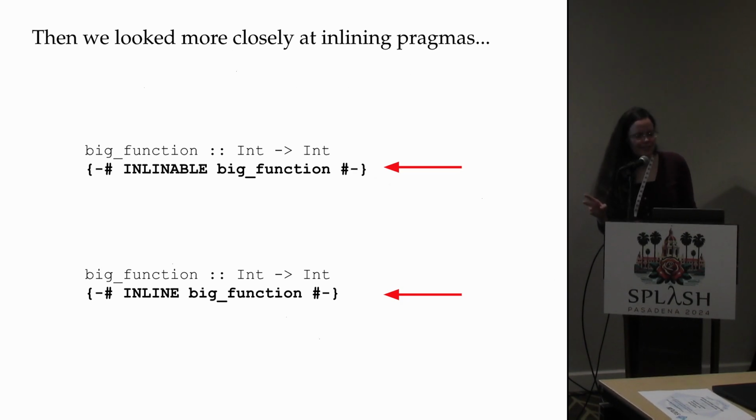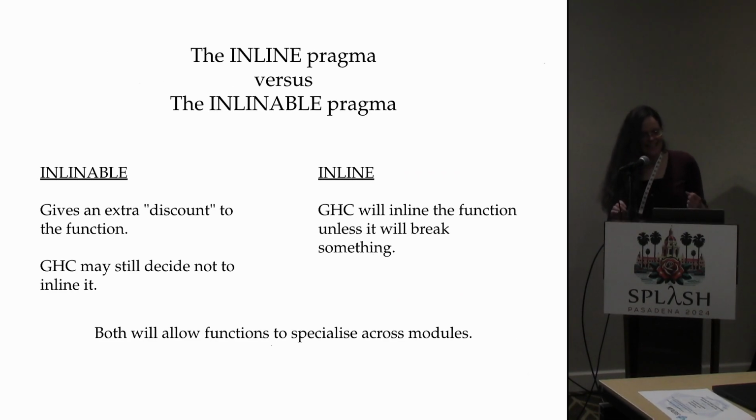And so to go further, I need to explain to you the difference between the different types of inlining pragmas. We've got two of them for GHC. One is inlineable, and one is inline. The inlineable pragma is going to give like a big extra discount to the thing that you attach it to, but GHC can still decide whether or not it wants to inline it. The inline pragma, GHC is going to inline that thing unless it's going to break something.